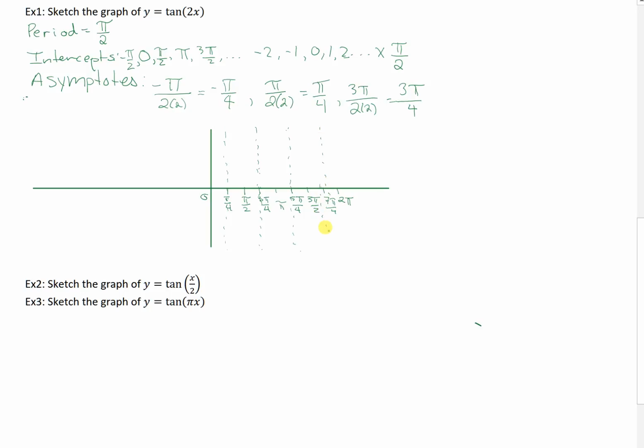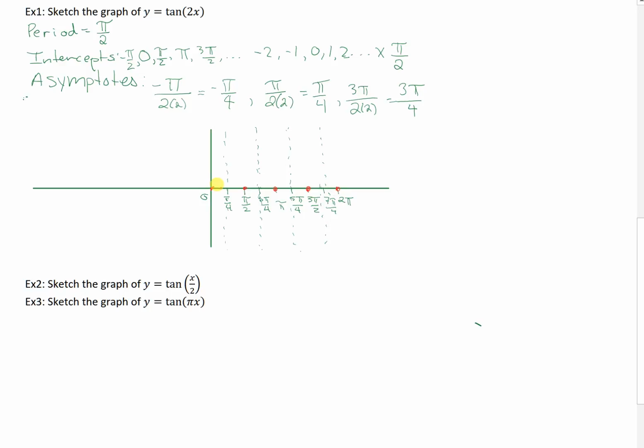Oops. Sorry, that's pretty dreadful drawing. And then I'll go ahead and start actually drawing my graph. So I'll draw that in red. So my intercepts were at negative pi on 2, 0, pi on 2. So I'm going to have all of the ones where we didn't have asymptotes, we're going to have intercepts.